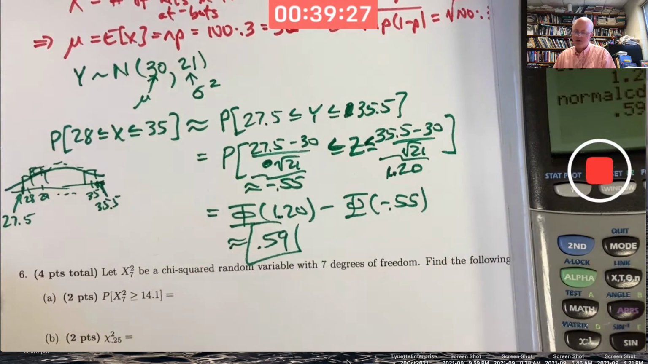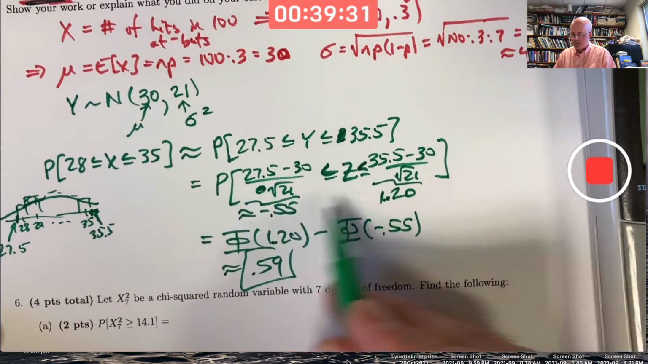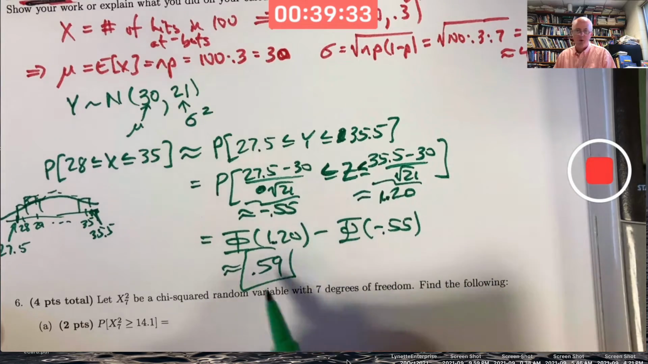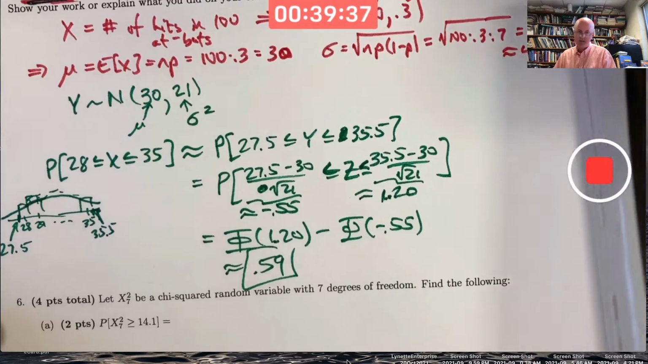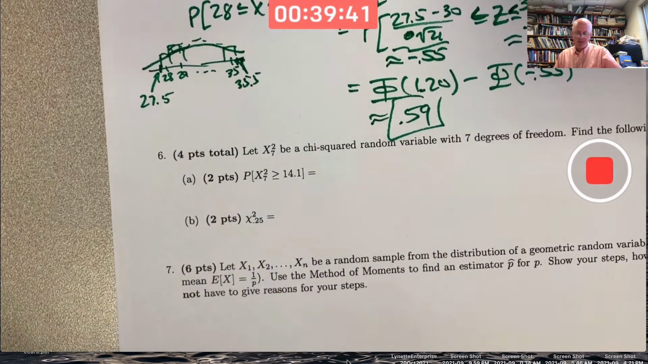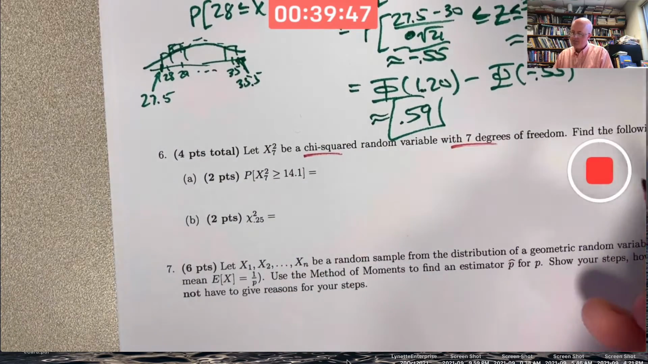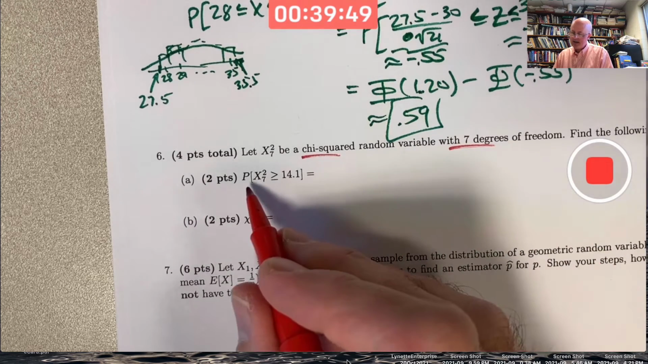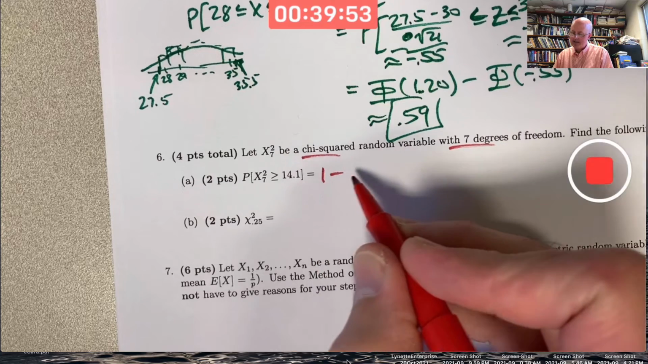A bunch of approximations going on here. There's one. Here's another with these things, and more approximations with the calculator. Roughly 0.59 if I have not made a mistake. Number 6, a fairly quick problem about a chi-squared random variable. Chi-squared random variable, 7 degrees of freedom. Find a, 1 minus a CDF value.